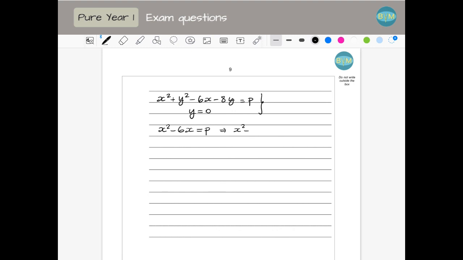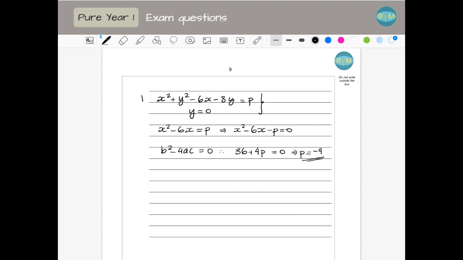So this is a quadratic, I can write it this way. So my discriminant must be 0. b squared is minus 6 squared, which is 36, minus 4 times 1 times minus p, which is plus 4p, equals 0, which means that p is going to be minus 36 divided by 4, which is minus 9. So this is one possible value of p.